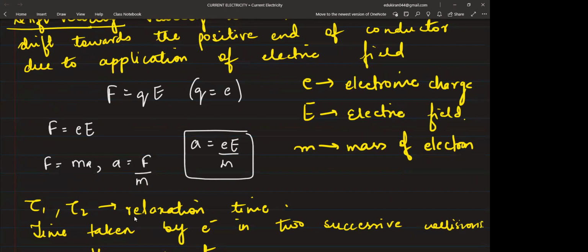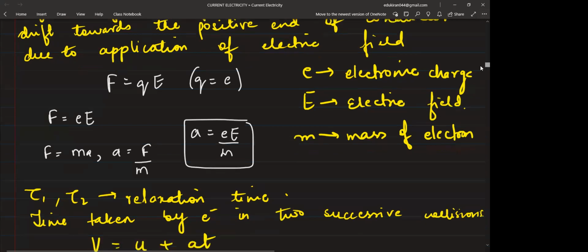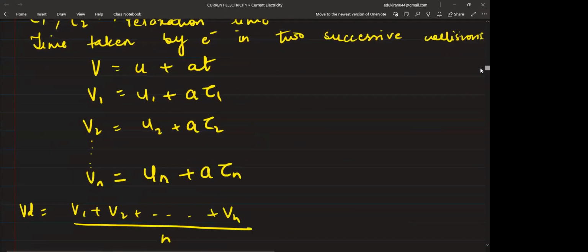Tau 1, tau 2, these are the relaxation times. The relaxation time is the time taken by an electron between two successive collisions. It means when electrons have collided and they are taking a very small break before beginning the next collision. That is what is called the relaxation time. And again, we calculate the average of these relaxation times. Do not write down anything, Memuna, I'll give you time.